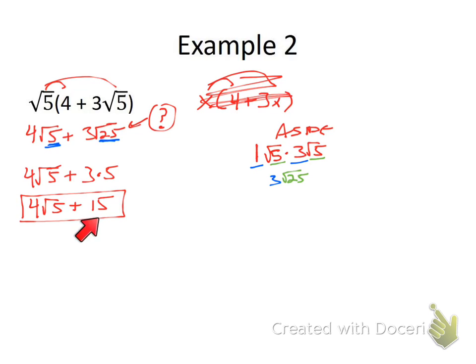In our adding and subtracting radicals lesson, we learned that I can't add terms together unless they're like terms, meaning this would have to be 15 roots of 5. There would have to be a radical on this term as well for these two terms to be like. So since we have a term with a radical and a constant, those cannot be added, so we're just done with 4 roots of 5 plus 15.